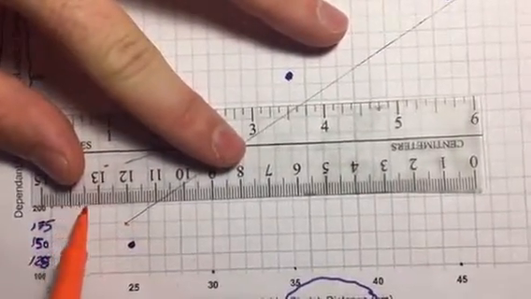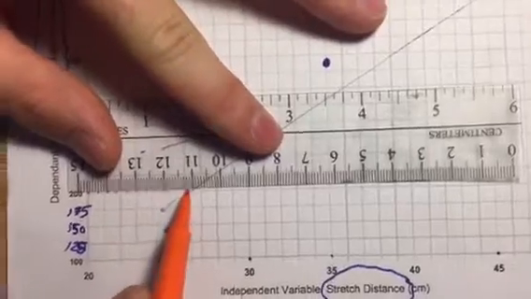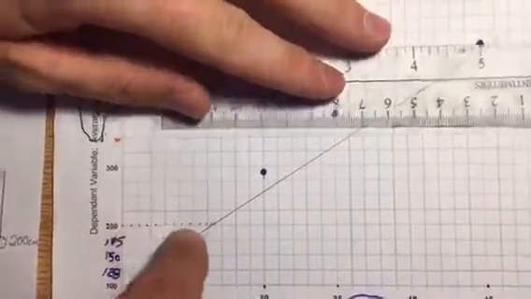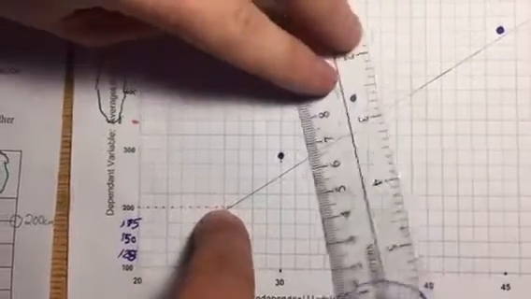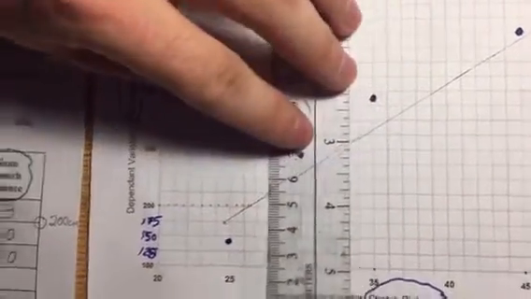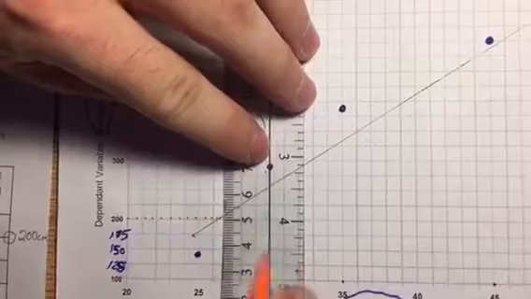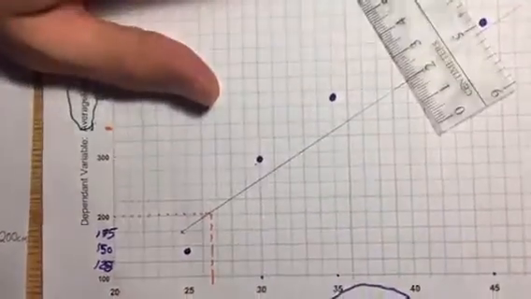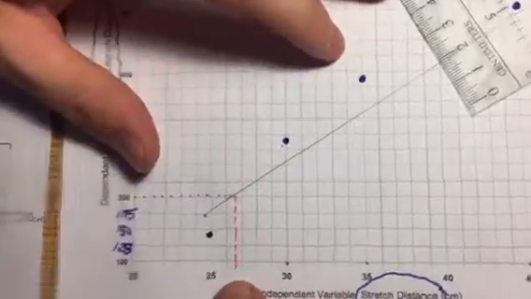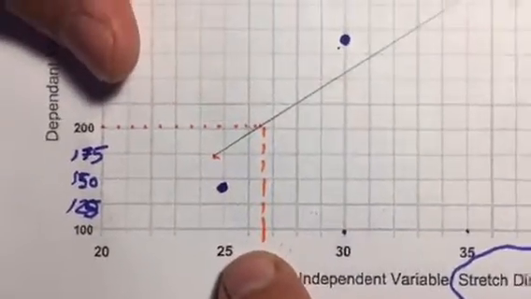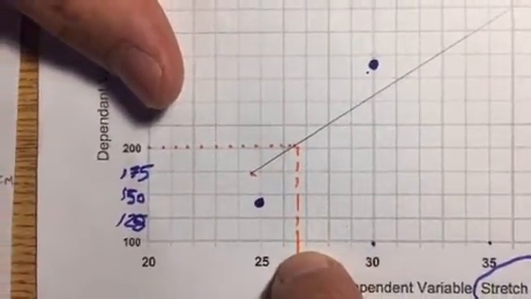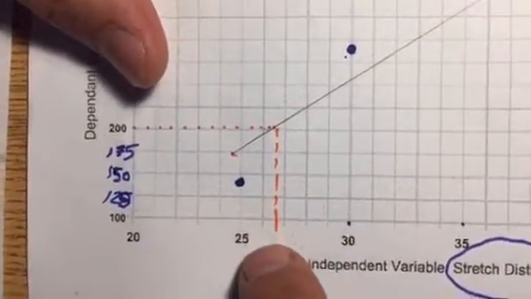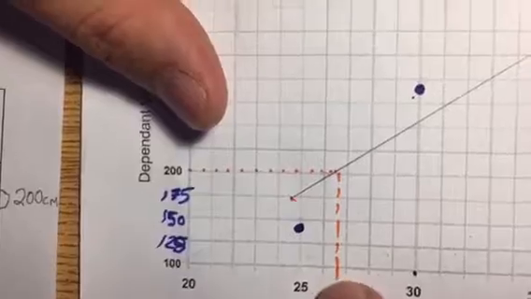If we do some dotted lines, we figure out the point we're trying to shoot at, which is 200, and we draw a dotted line over to the line. Now we're going to need to find out what our pullback is, so we make a dotted line down to the pullback. The pullback is somewhere between 25 and 26. So when you were shooting that, you would only pull the rubber band back, or it's actually between 26 and 27.